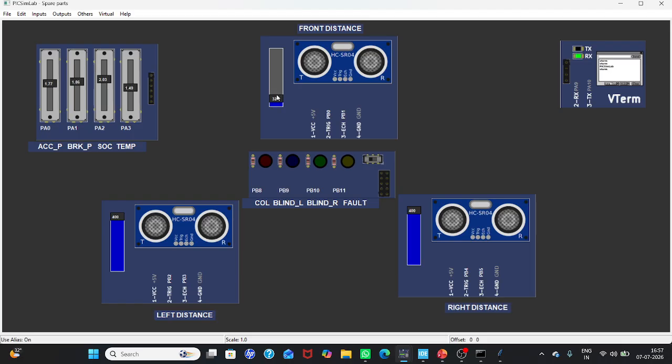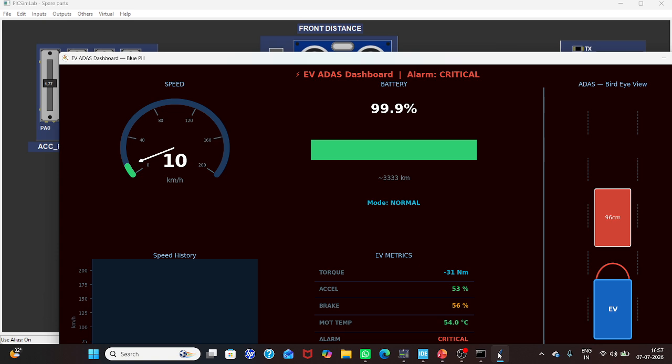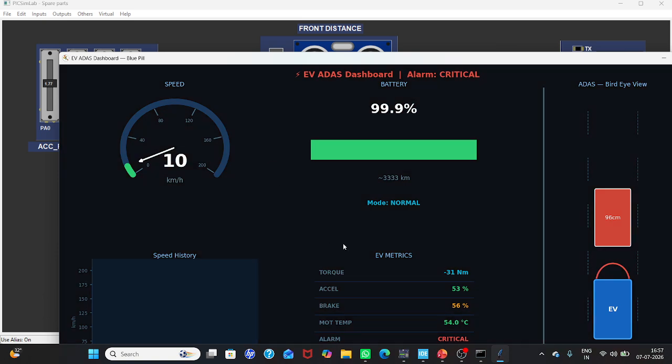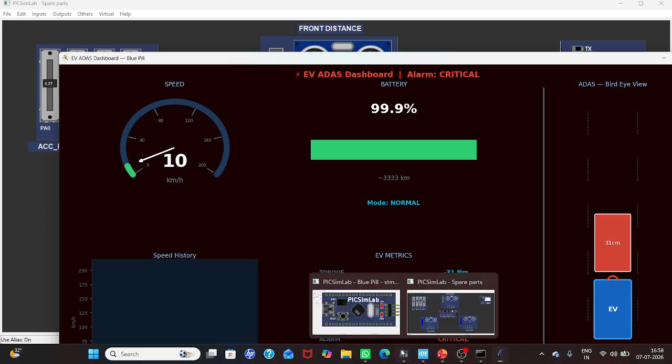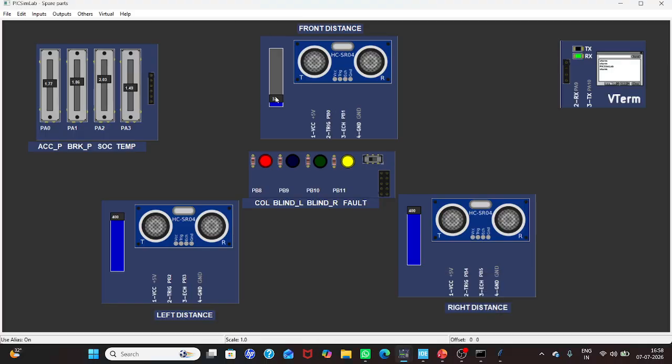Now we will decrease the front distance, and here we got a critical alarm. The distance between the two vehicles decreases. Now we reduce the left side distance.